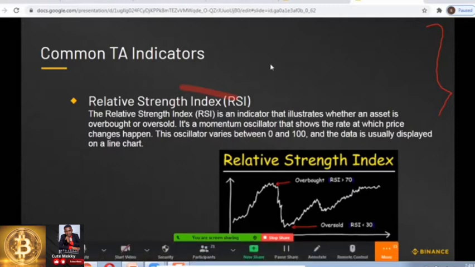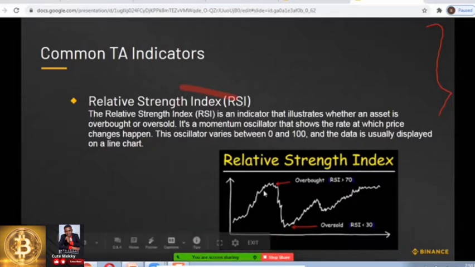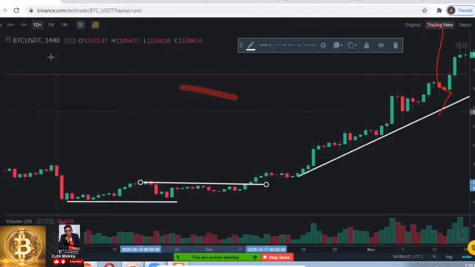So the first indicator we're talking about here is the relative strength index, which is RSI. Now the RSI is an oscillator that gives momentum. It's an oscillator that predicts the momentum of the market, and it actually uses oversold and overbought conditions in the market. So let me use my chart to show you RSI.